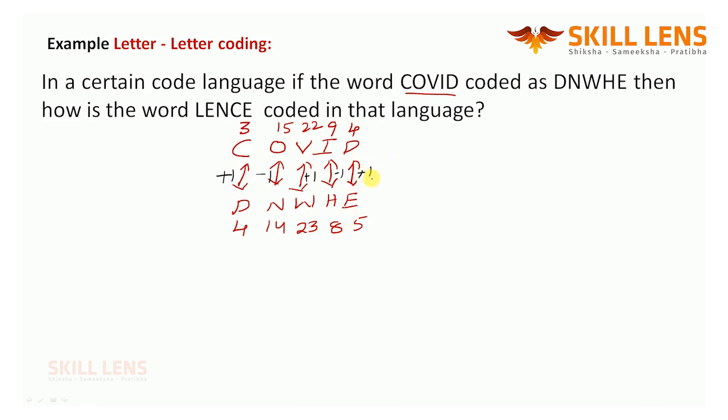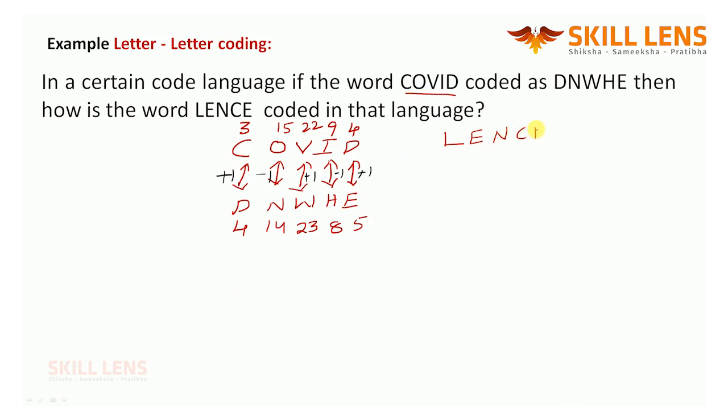So what's happening in this process of coding? The first letter is coded as plus 1, the second letter is coded as minus 1. So can I say alternately plus 1, minus 1, plus 1, minus 1? Yes. So now what is your question? Our question talks about the word LENS.